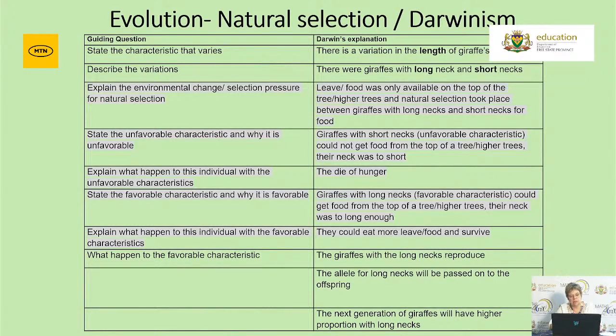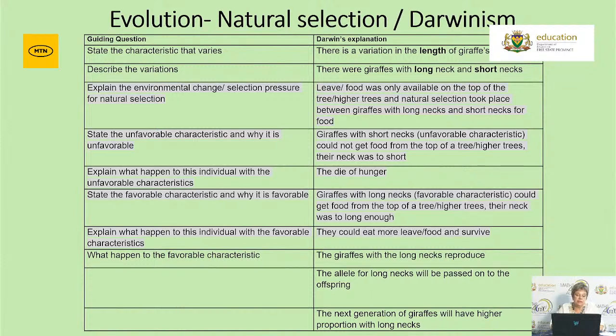If we explain natural selection, then we state the characteristic that varies. In this case, the first statement will be: there's a variation in the length of giraffe necks. Not again, there's a variation in giraffes. So specifically, what is the variation? In this case, the variation is the length of giraffes' necks. Then describe the variation. Then we will say there are giraffes with a long neck, and there are giraffes with a short neck. The third one, that is also new: now you must state the selective pressure. And which one will be favorable?